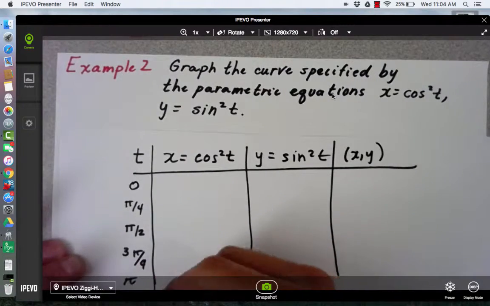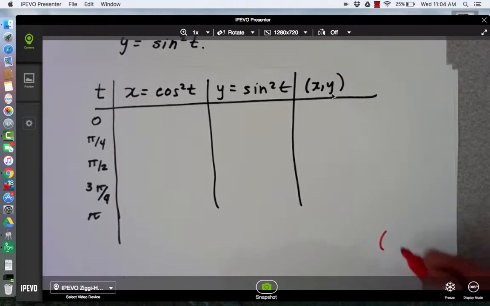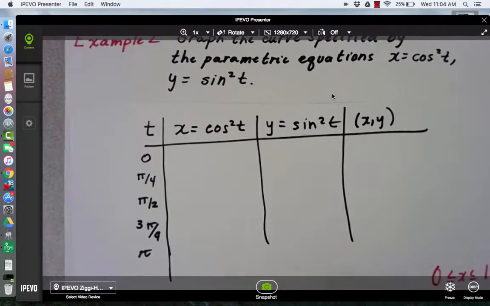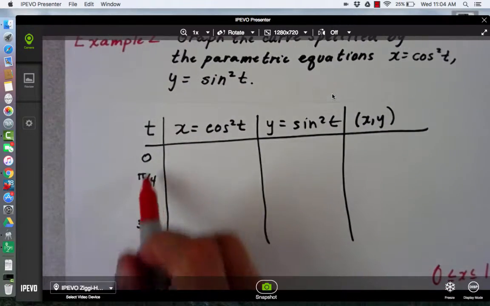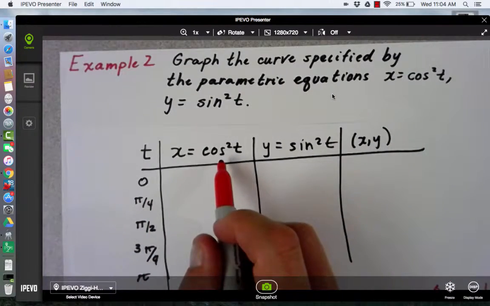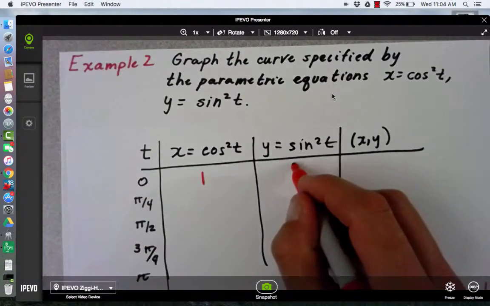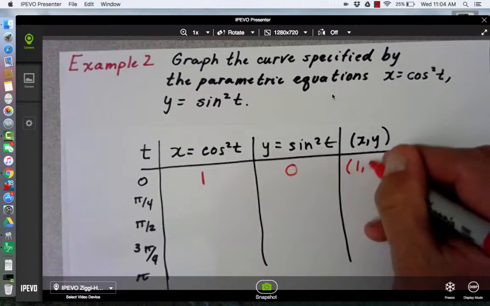Now you have to know that this is a periodic function, and so our x and y are going to be between 0 and 1. We're going to use these values and get our table, so you plug them in. When you plug in 0, cosine of 0 is 1, and y would be 0. So our first ordered pair is 1 comma 0.